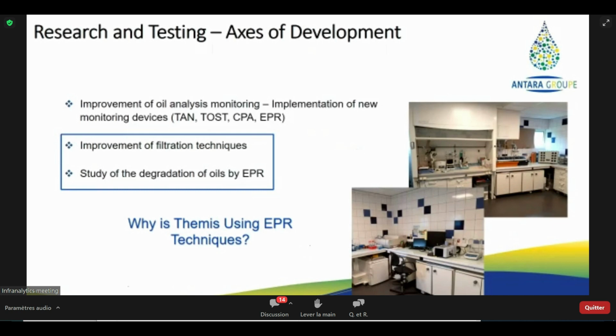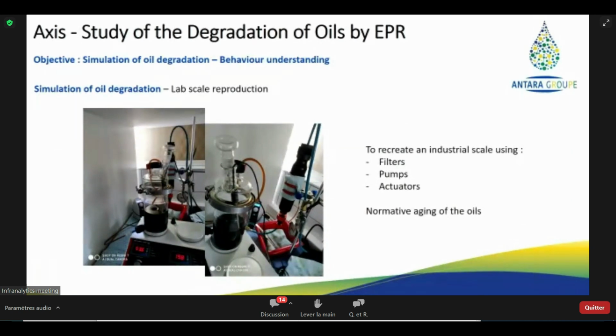So why is THEMIS using EPR and what can this technique bring us? Well, it's especially to study the degradation of oil. To do so, we start by simulating the oil degradation. We put in place a lab scale reproduction, which reproduces what happens in an industrial system, like a real system in an industry. To do this, we use filters, pumps, and actuators, and we degrade the oil following normative and standardized processes.